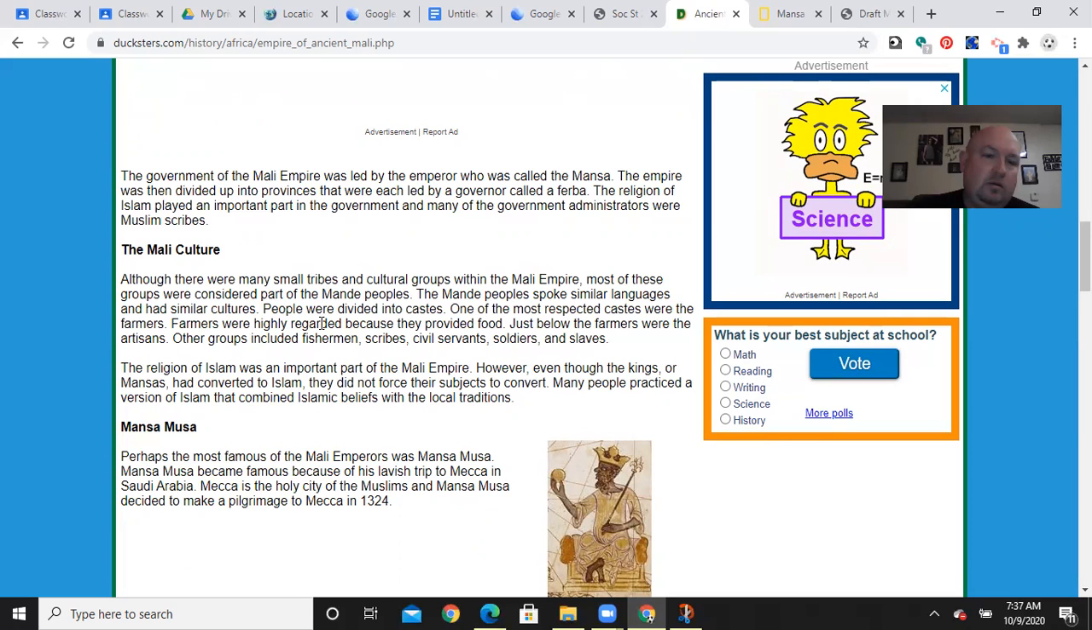Islam was a major part of the empire. However, they did not force their subjects to convert. Many people practiced a version of Islam that combined Islamic beliefs with local traditions.